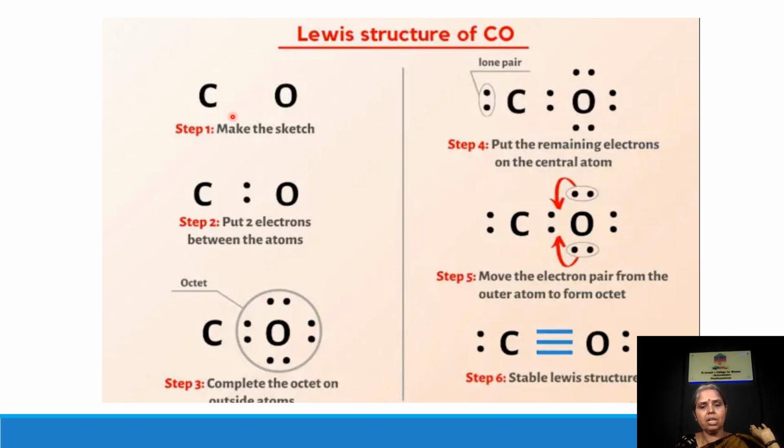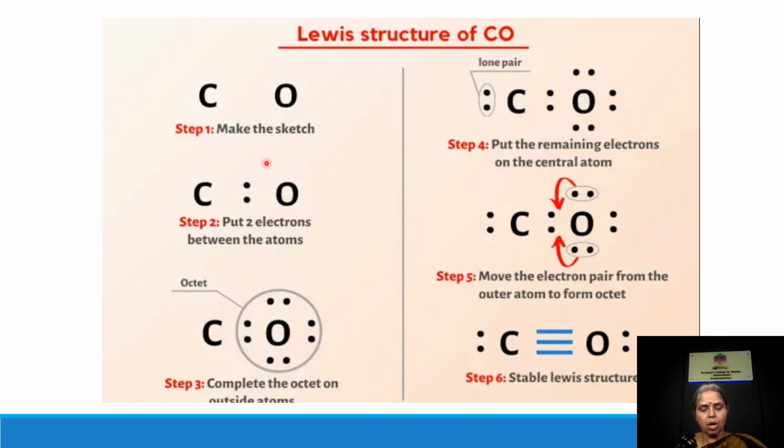So, how many total valence electrons are there in carbon monoxide? Tell me. Carbon has 2s2, 2p2, that is 4 electrons. Oxygen has 2s2, 2p4, that is 6 electrons. 6 plus 4 is 10. So, your task is to adjust 10 electrons.